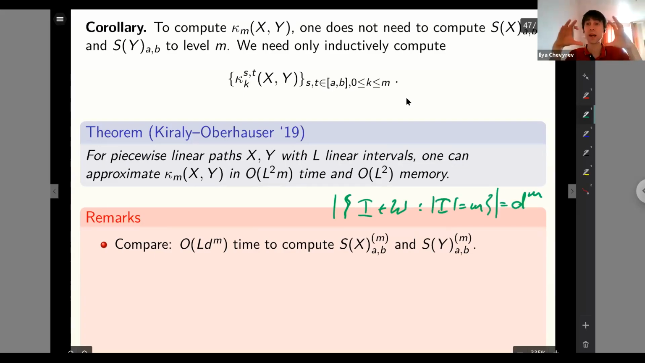So just to even write down the signature at level m, we need d to the m bits of memory, or even more, because there'll be floats or something like this. So writing down the signature even takes a lot of time. And we notice that there's no dependence on d. So the dependence on d is actually hidden in computing the inner products.